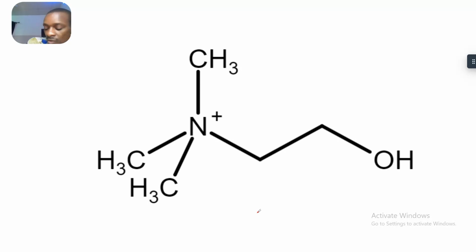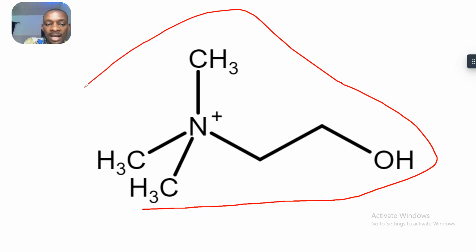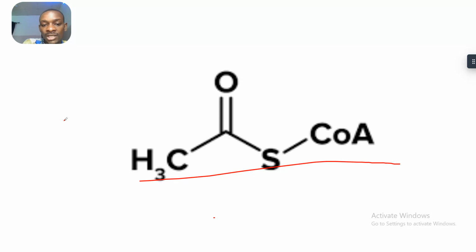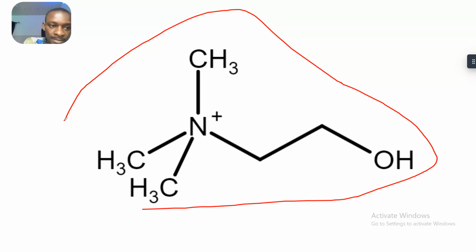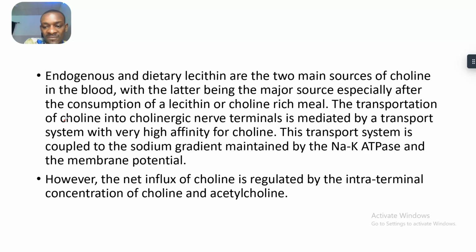Acetyl-CoA. Okay, so this is the choline that we are talking about. All right, this is choline. The previous image was acetyl-CoA. So I've seen the two structures. You could draw them down. All right, now let's proceed to the final stage.